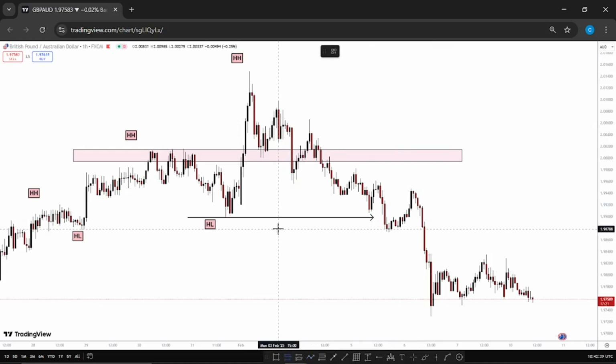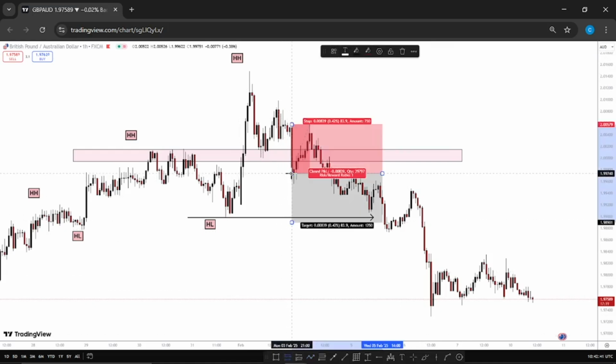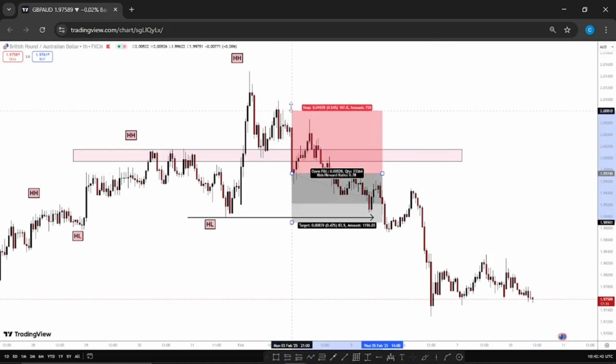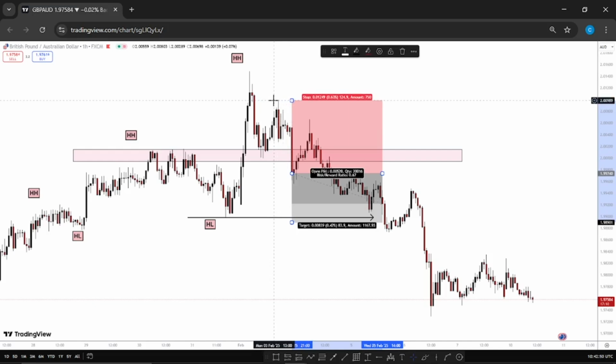So my first entry could have been here. I could have entered here and placed my stop loss way above the structure level, but it wouldn't be a good risk to reward for me. So I decided not to enter this trade.